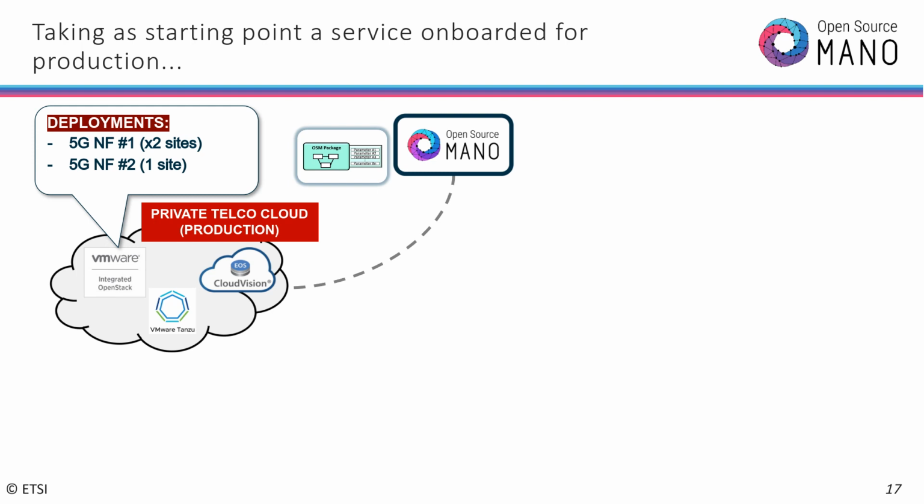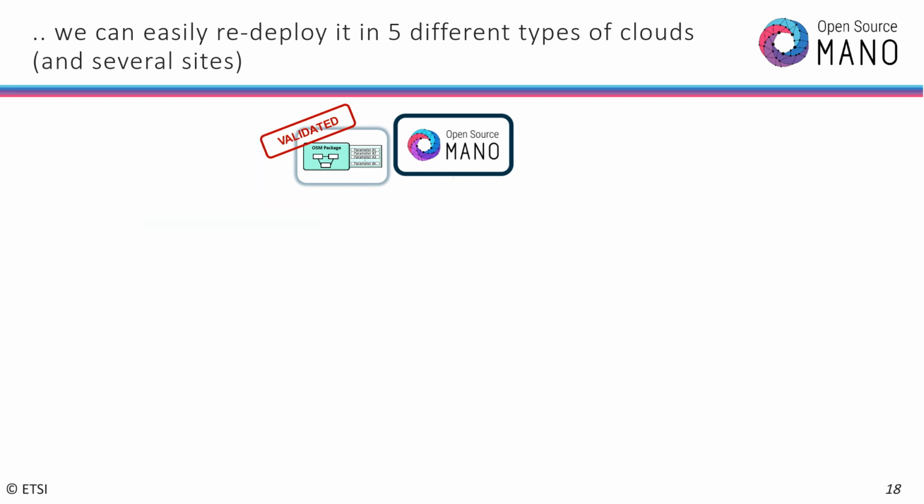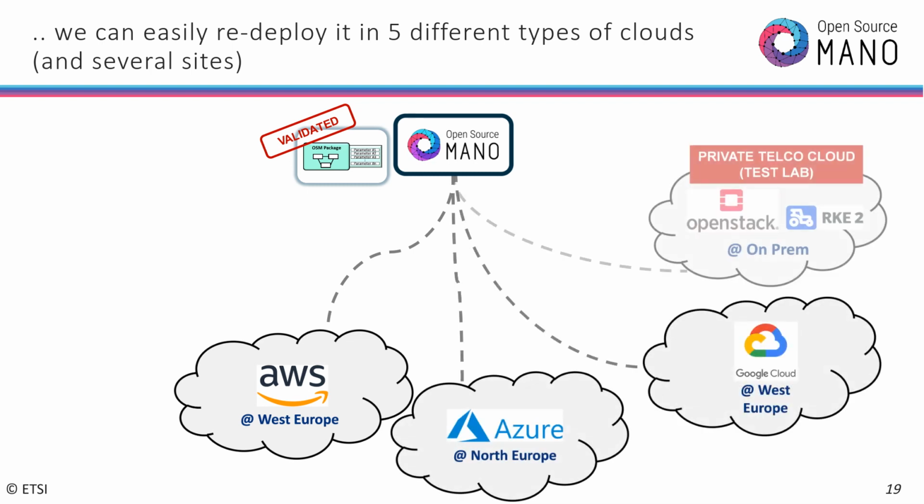And we took those packages, and once we validated them and we were sure that they were okay, we redeployed them in different clouds. In this case, in the demo, I will illustrate the deployment in Azure and Google Cloud. Okay, but it could happen in AWS or in another private telco cloud. So we are talking about the three main public clouds: AWS, Azure, Google Cloud, but also the private telco clouds that could be based on OpenStack or VMware integrated OpenStack.